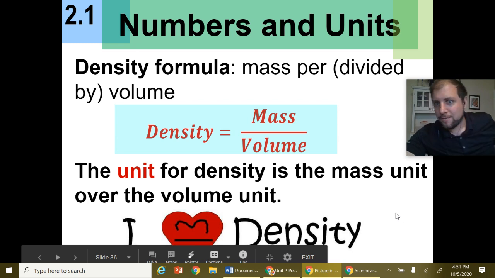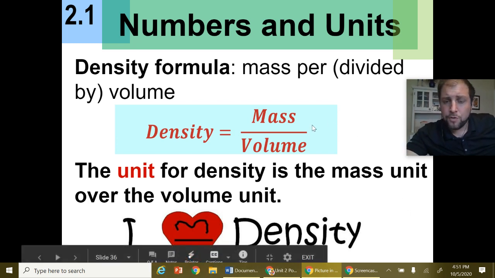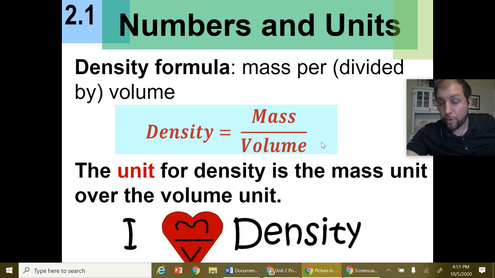And the unit for density is, well, whatever the mass unit is, goes on top. Whatever the volume unit is, goes in the bottom. So if your mass was in grams and your volume was in milliliters, the density unit would be grams per milliliters. Let me show you an example.